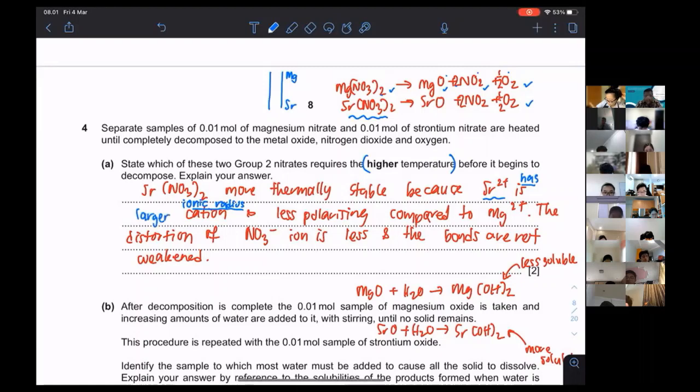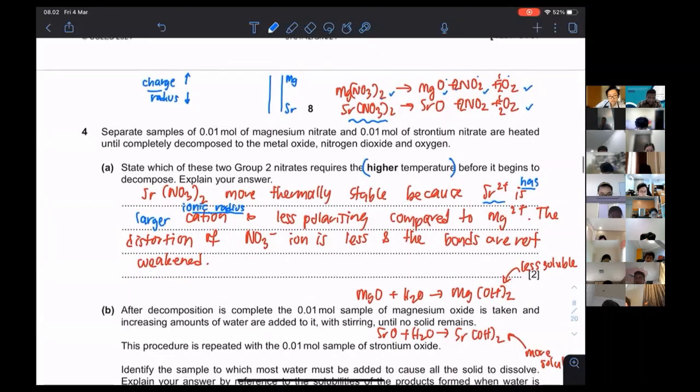If you have a larger cation, they are going to be less polarizing. The polarizing power depends on the charge density, charge divided by radius. If you have more charge, more polarizing. Less radius, more polarizing. So they are less polarizing compared to Mg2+. Sir, what does polarizing mean? This one refers to your lattice energy. Polarizing means if you have a cation, normally anions are bigger.